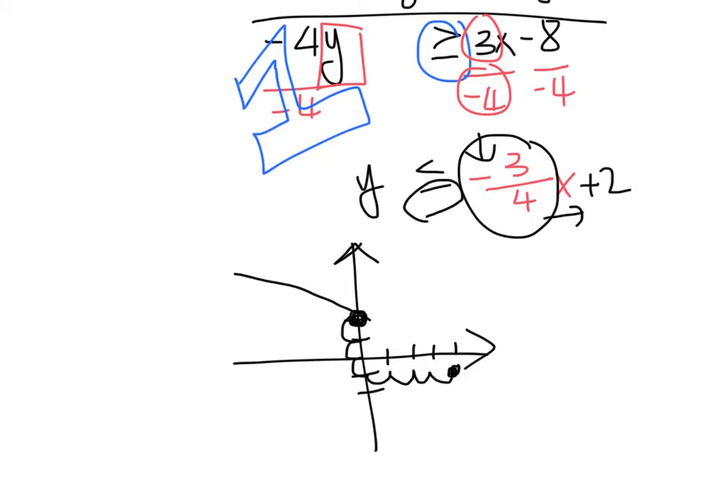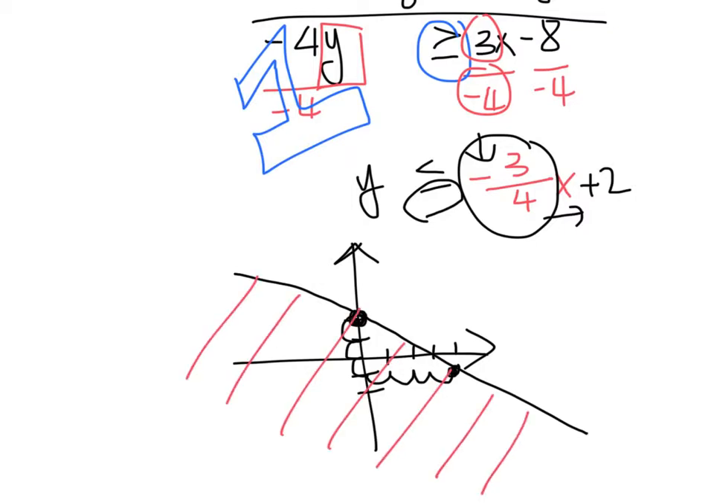Now we connect them because of this thing down here. You can actually use a solid line, and then you see how, look at this over here. The alligator is not trying to eat the y, so y is less than. That means you gotta shade the bottom part, okay? So I hope you got this.